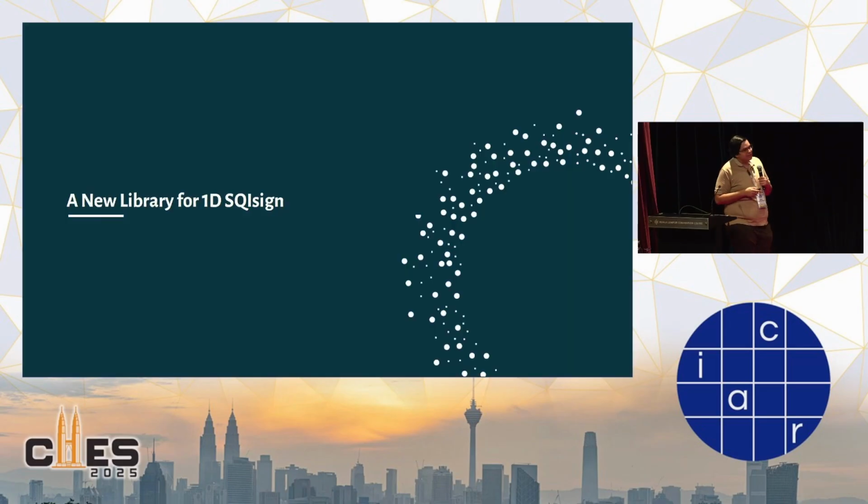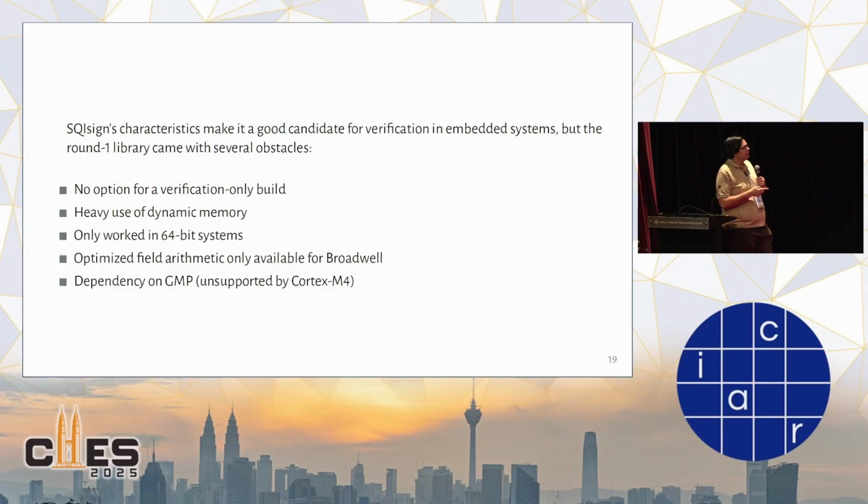All right, so now I would like to talk about our implementation efforts on the library itself and how we took it to the Cortex-M4. So like I said, SkiSign's characteristics make it a very good candidate for doing verification in embedded devices. However, the library from the first round had several obstacles. There was no option for a verification-only build. You always had to compile the entire thing, which was problematic because there's no way that signing would ever work or even fit in the Cortex-M4.